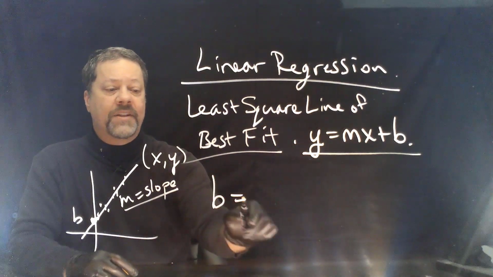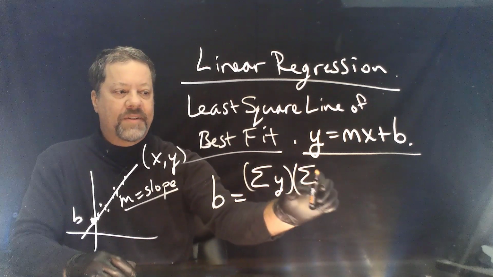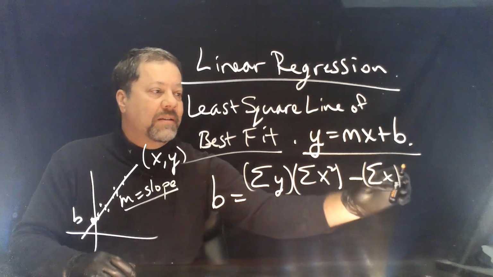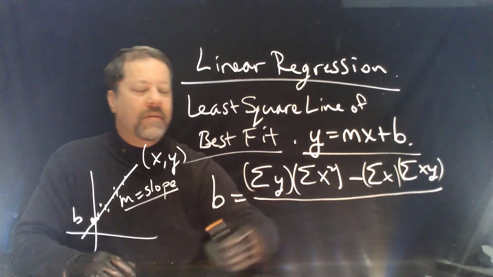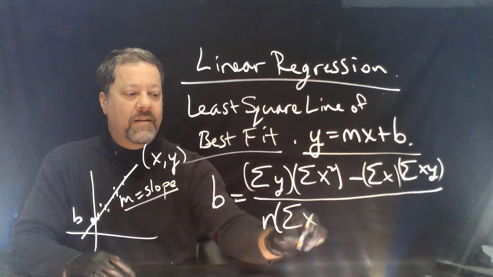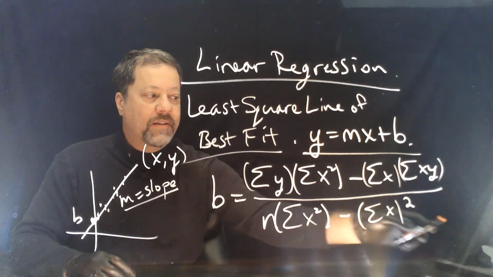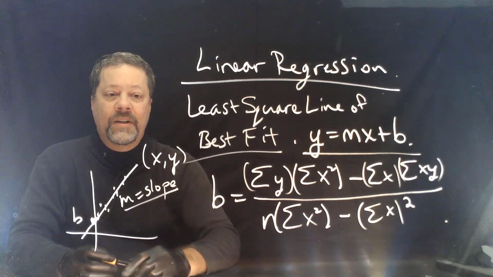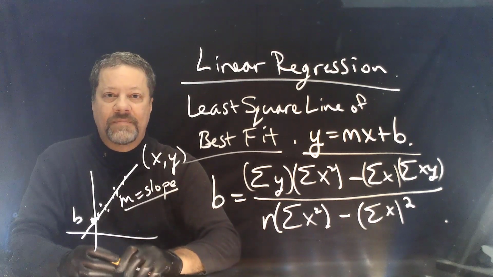The y-intercept is found with a similar formula. First, you add up the y's times the sum of the x squareds minus the sum of the x's times the sum of the xy's, all divided by the same denominator as before, n times the sum of x squareds minus the sum of the x's quantity squared. I have to be honest with you. In almost all cases, we'll calculate this line using technology.